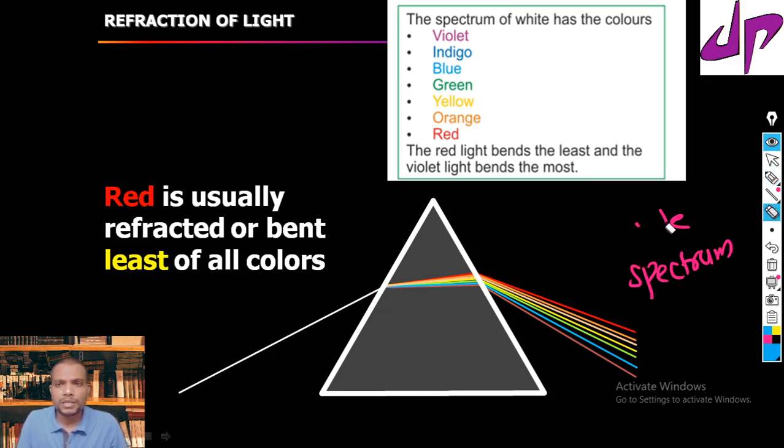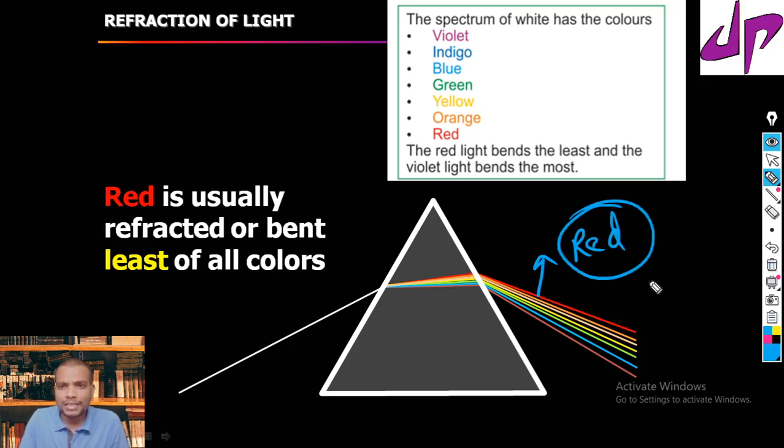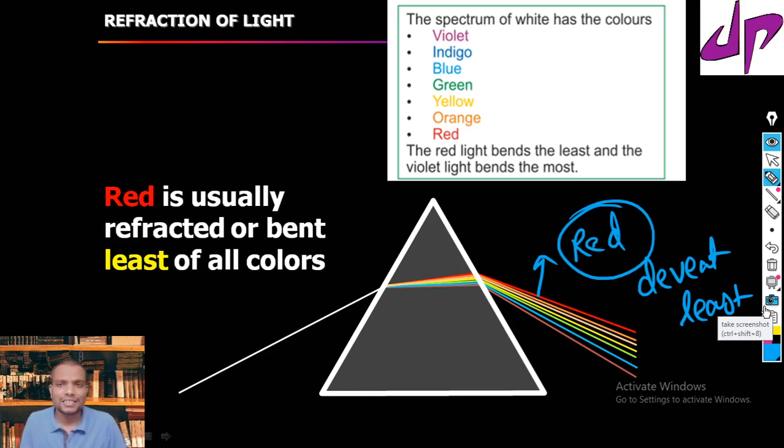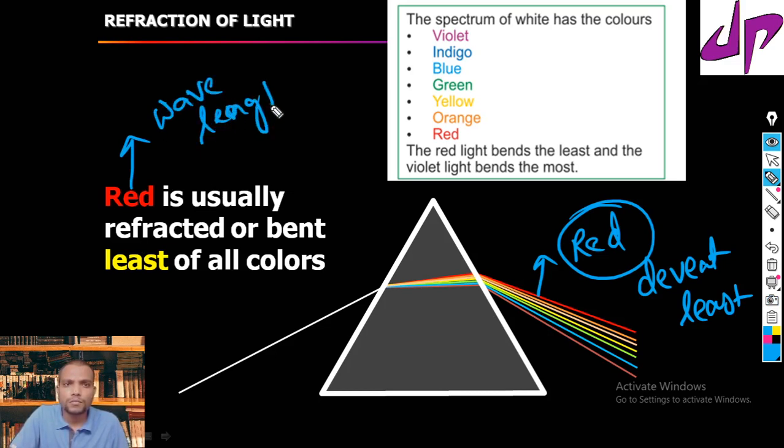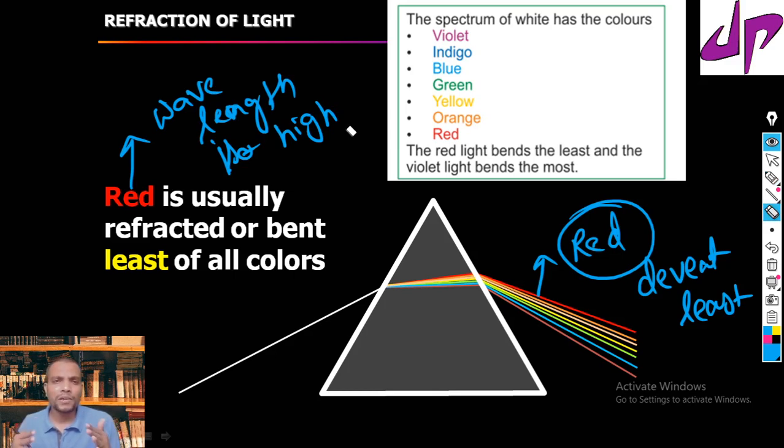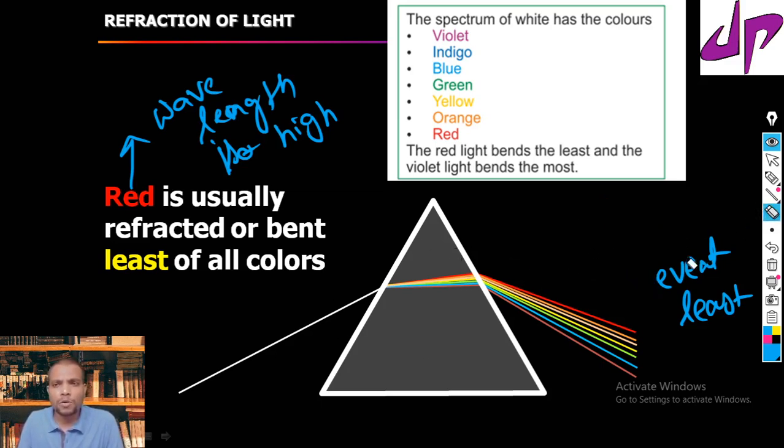In this visible spectrum, the main colors from bottom to top are violet, indigo, blue, green, yellow, orange, red. To remember that, from the prism the red color deviates least. It will bend very little. Why? Because red has the highest wavelength. The dispersion is due to the wavelengths present in the white light, and red deviates least because it has the greatest wavelength among all the colors.